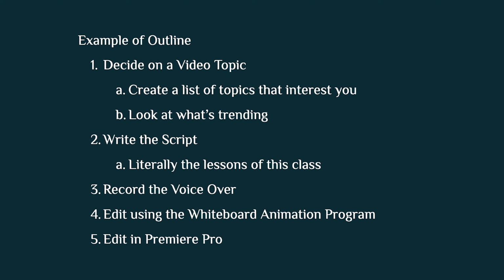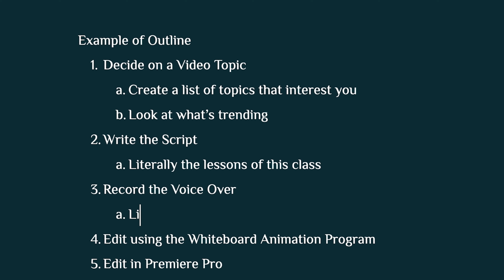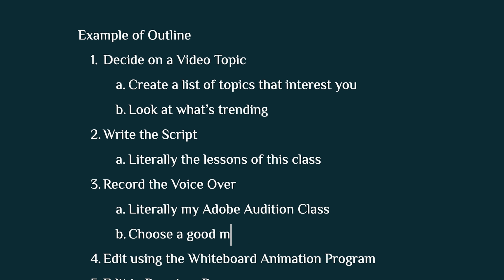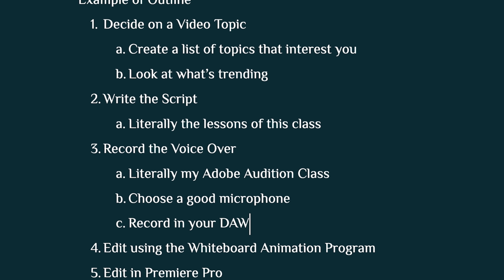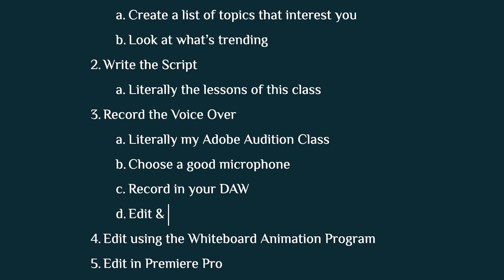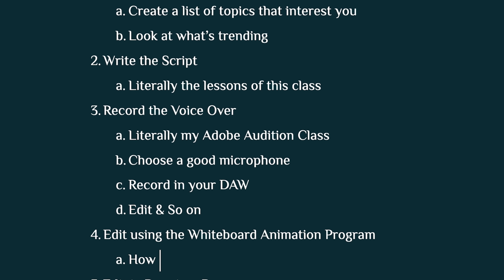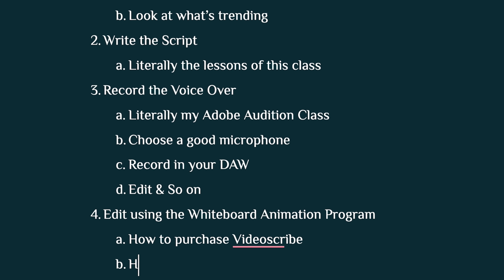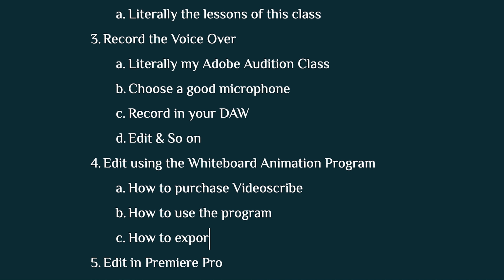And then number 3, record the voiceover. Subtask A, it's literally my Adobe Audition class, but it's to choose a good microphone, record in your DAW, edit, and so on. Number 4, using the whiteboard animation program. Subtask A, how to purchase VideoScribe. Subtask B, how to use the program. Subtask C, how to export, and so on. I think you guys get the point. I can keep breaking down the mini objectives into even more subtasks until we're at the most basic elements. And you can go pretty deep depending on how complex each step is.